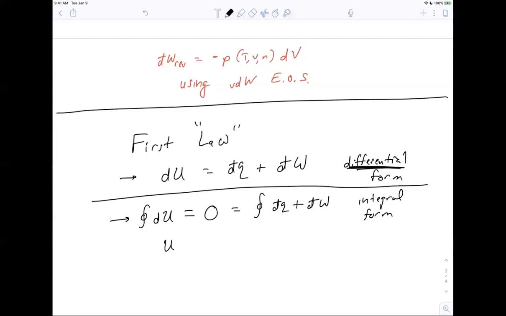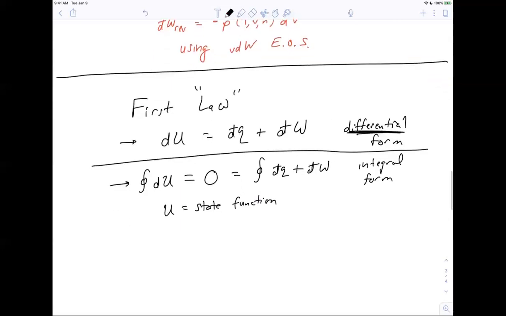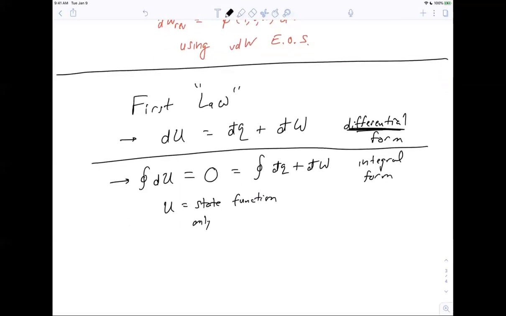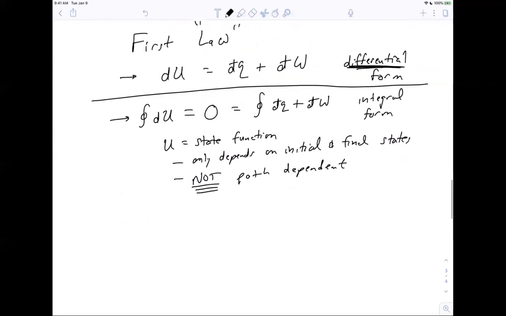And I remind you, U is a state function. Therefore, it only depends on initial and final states. It's path independent. It's not path dependent. It's like temperature, volume, pressure, just like those guys. It's not dependent on path.